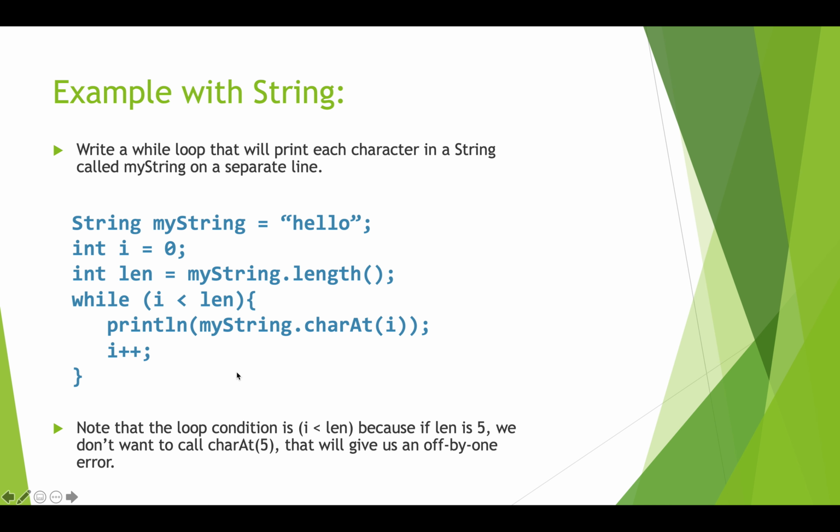So what's important to note in this example has a lot to do with strings and avoiding an off by 1 error. We want to make sure that this is i is less than len, not less than or equal to len, because if we let i be 5 and that was still true, we would be calling myString.charAt(5). And remember, this is indexed from 0. 0, 1, 2, 3, 4. There is no character at 5. So we have to make sure that when we're doing things like this, where we're indexing into a structure that's indexed from 0, we use less than len, not less than or equal to len.